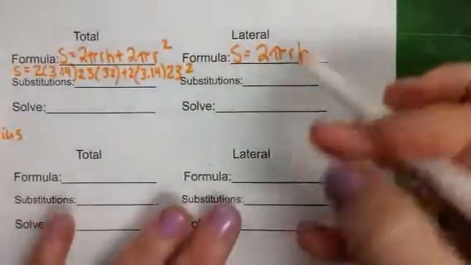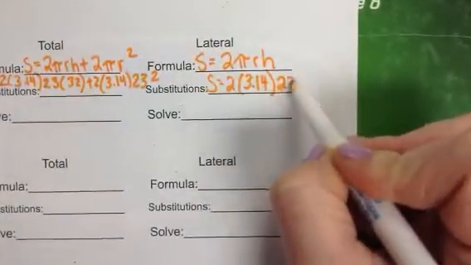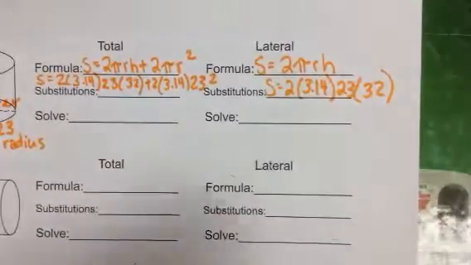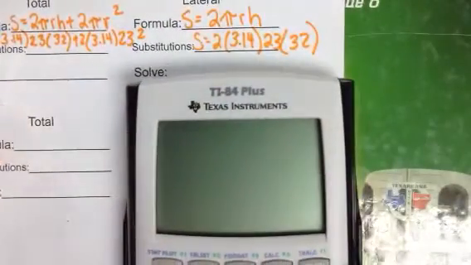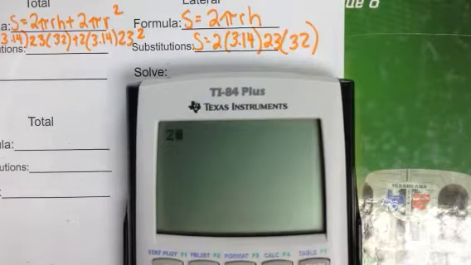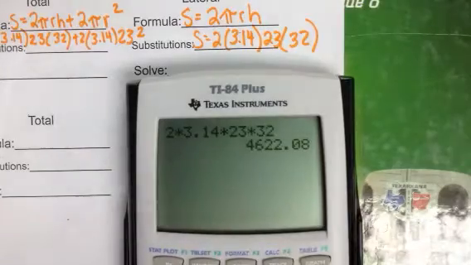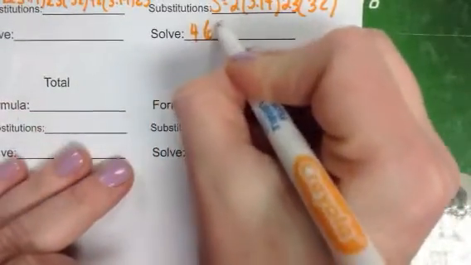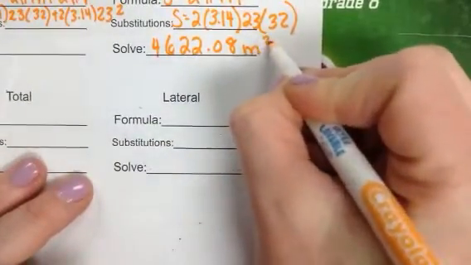I'm going to go ahead and fill in my substitutions on lateral. 2 times 3.14. The radius that we got was 23. And the height of this cylinder is 32. Okay. So I'm actually going to start with the shorter one because they both start with that part. So 2 times 3.14 times 23 times 32. 4,622 and 800ths. This one has meters squared.